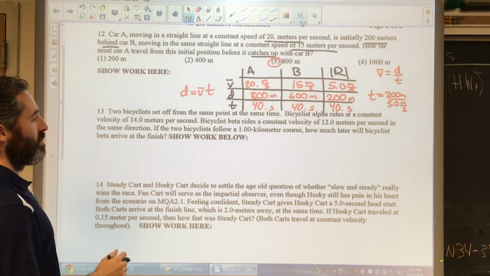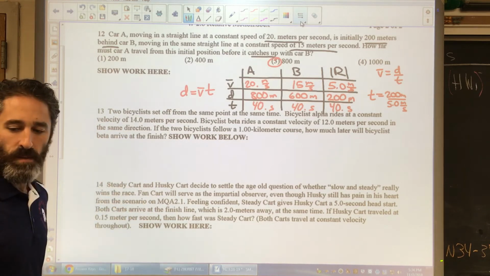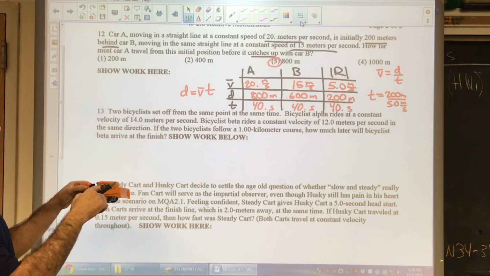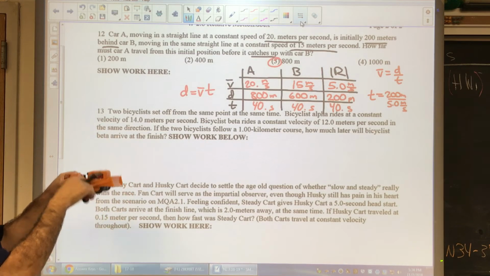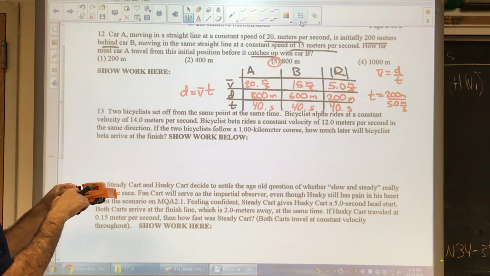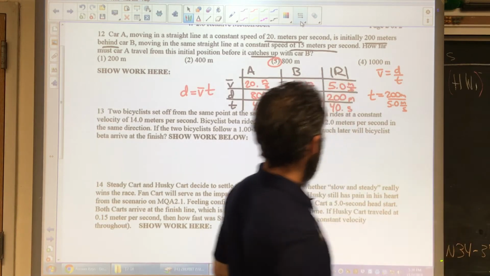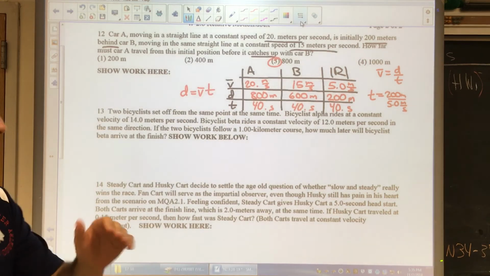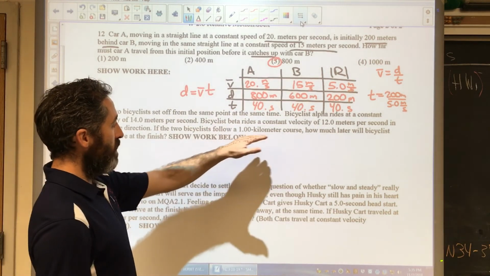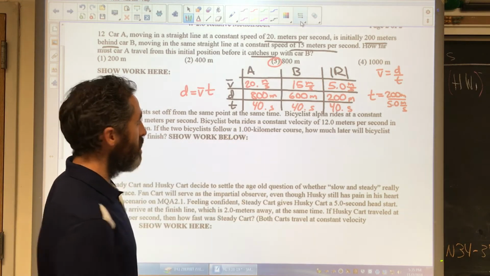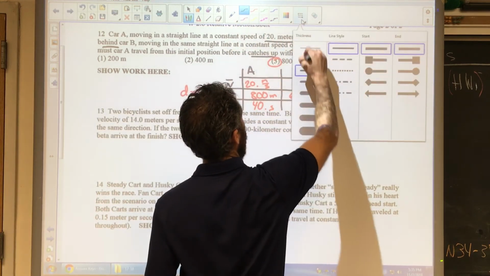All right, so 2 bicyclists set off from the same point at the same time. Bicyclist alpha rides at 14, beta rides at 12. So they start together. They go over the same course, but one is faster than the other. How much later? So now there's going to be a difference in time. How much later will bicyclist beta arrive? So these times won't all match. All right, let's see what happens here.